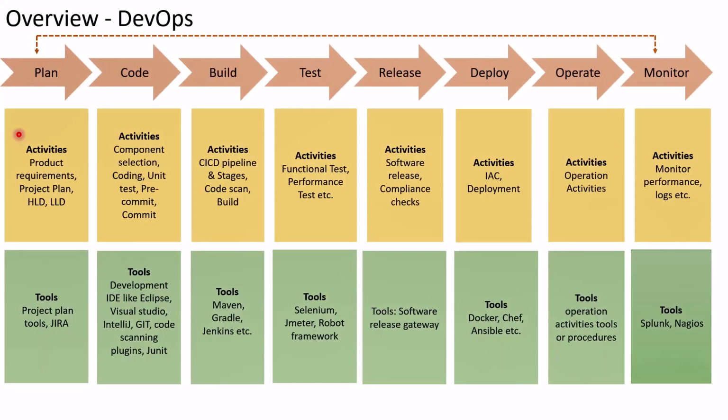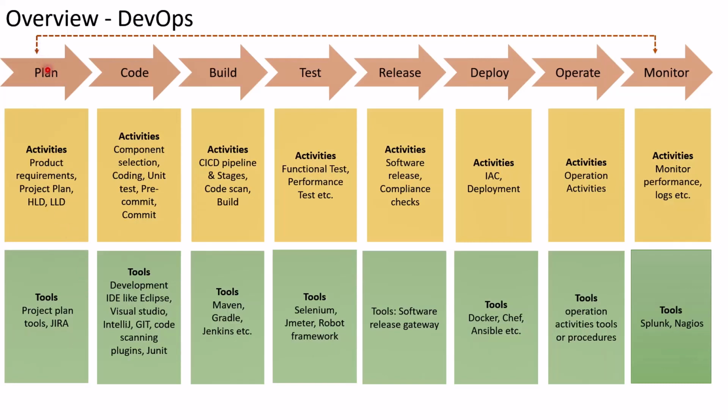Okay, before going to the DevSecOps framework, we will see an overview of the DevOps framework. If we take the traditional DevOps framework, it has different stages, right? One is plan, code, build, test, release, deploy, operate, monitor. For each stage, what activities we are following and which tools we will use, these details are also mentioned here.